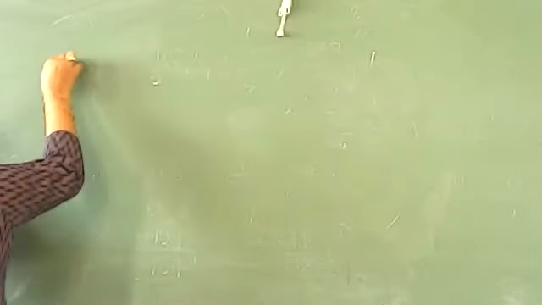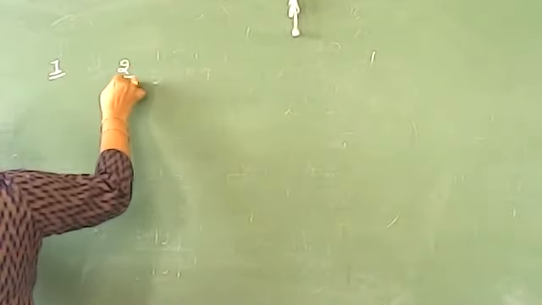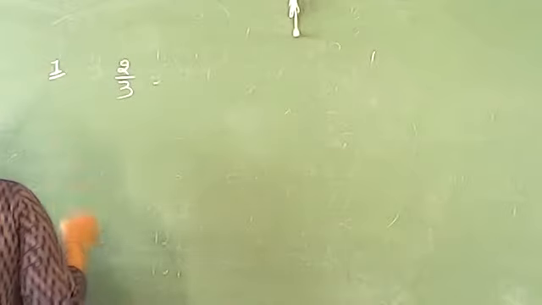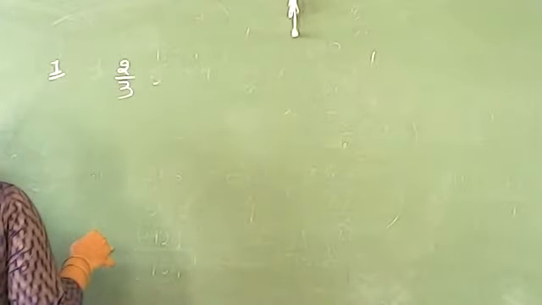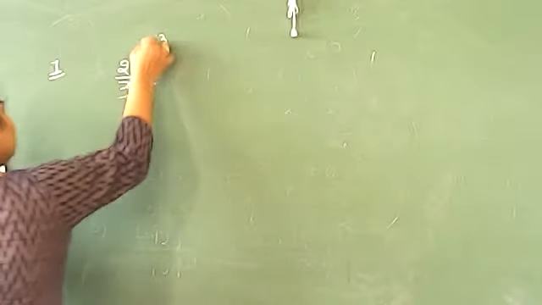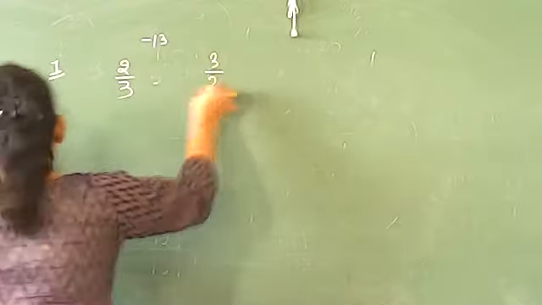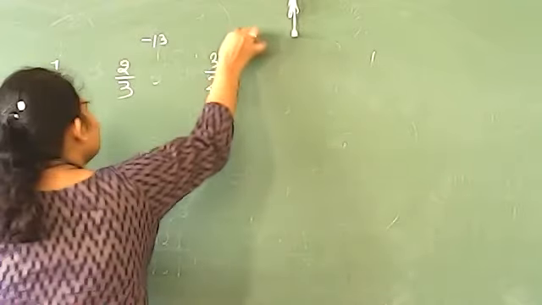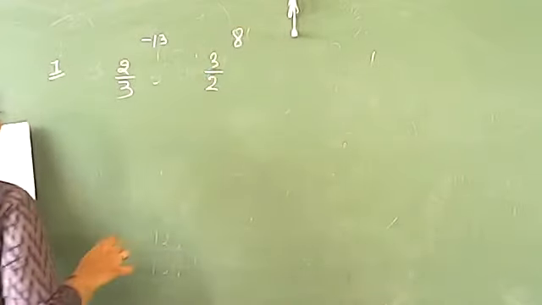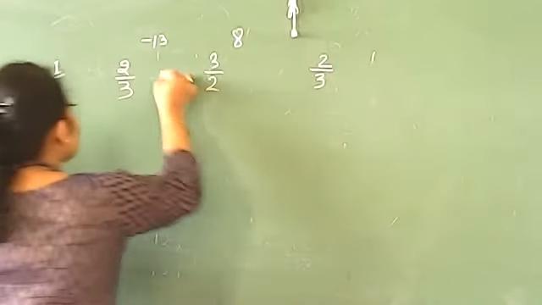Next question is more challenging, question number 7. You have to find out the value of x: (2/3)^-13 times (3/2)^-8 is equal to (2/3)^(2x-1).